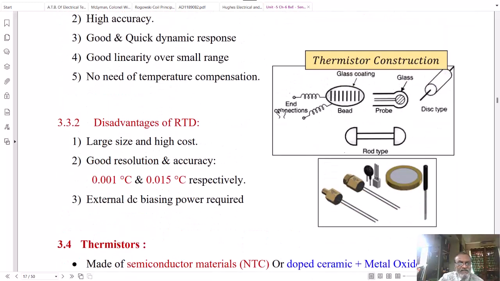The disadvantages of RTDs are that they are larger in size and they are costly compared to other sensors. They have good resolution and accuracy. This is basically an advantage.